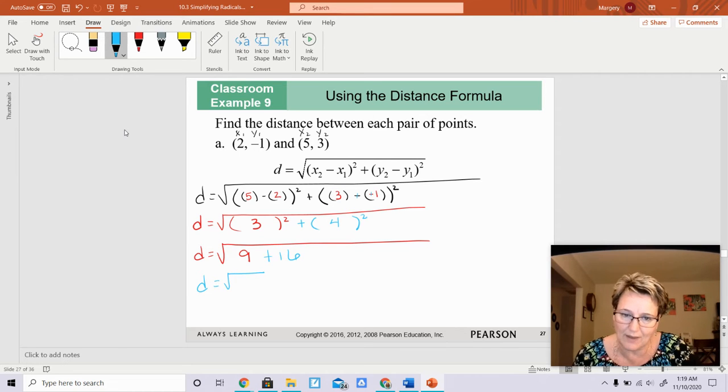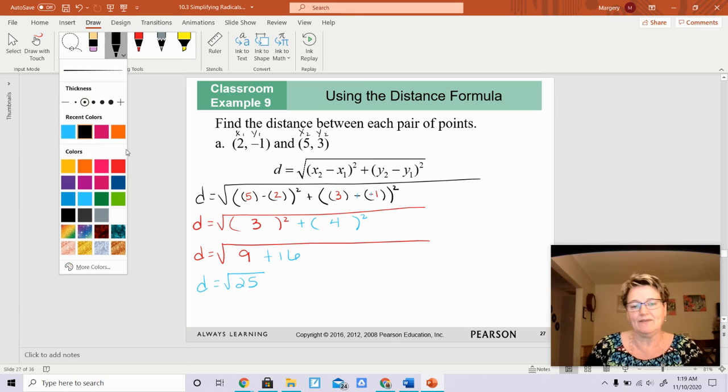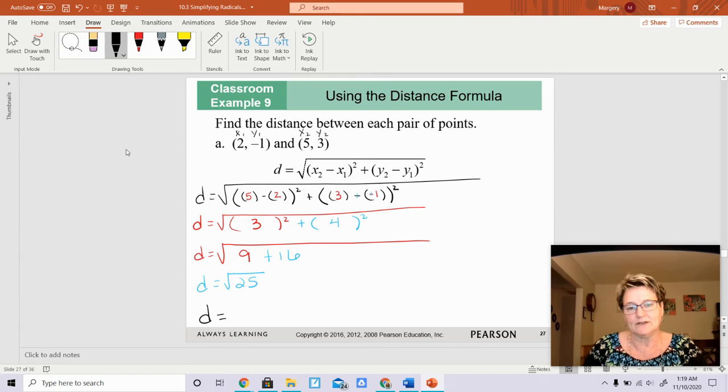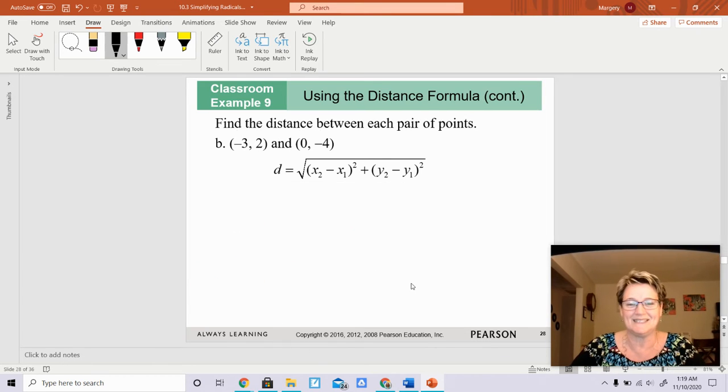Those are all under the radical, so just add them together. That gives you the square root of 25. Now the square root of 25 is 5. So the distance is 5. It doesn't tell me 5 meters, 5 feet, I don't know, but it's just 5. So the distance is 5.